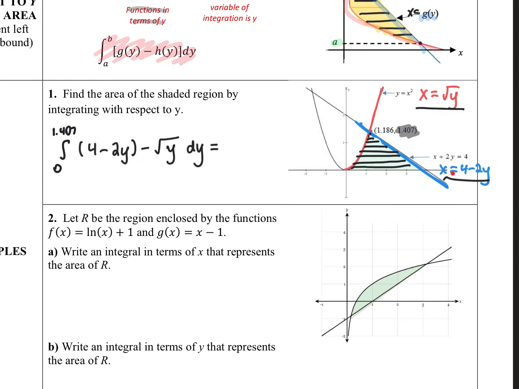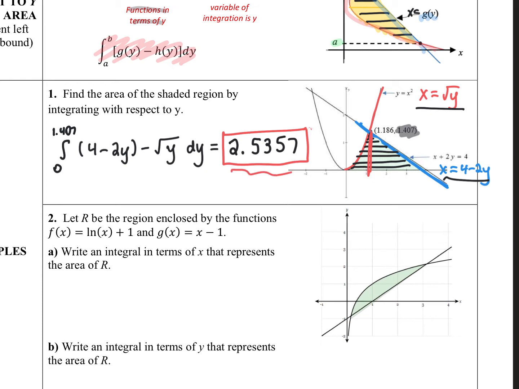Because I solved these for x, everything here is in terms of y. I have a dy at the end, and now I just plug this into my calculator to get my answer. If you were to find this area using our previous method, by splitting it here and doing two separate integrals, you would get exactly the same answer.